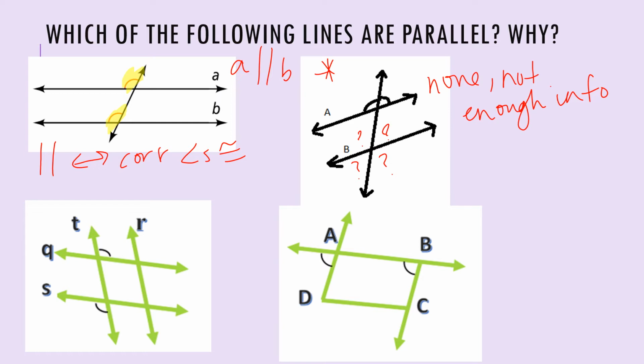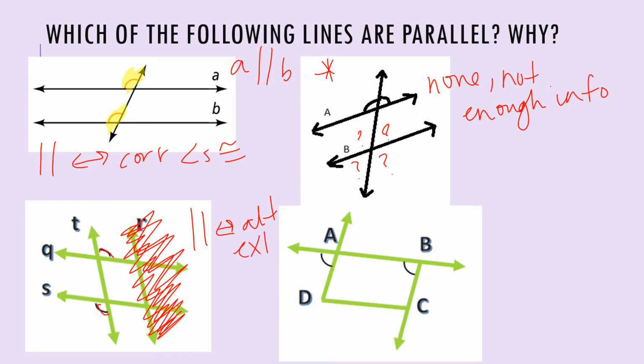For the next one, yes, we have extra lines in there. No, we really don't need to use this. So if you want to on your page, you can kind of scribble it out just to help you understand this a little bit more. So I have this angle and this angle are congruent. Those are alternate exterior angles, and because they are alternate exterior angles, and they are congruent, that means that the two lines are parallel. So Q is parallel to S.